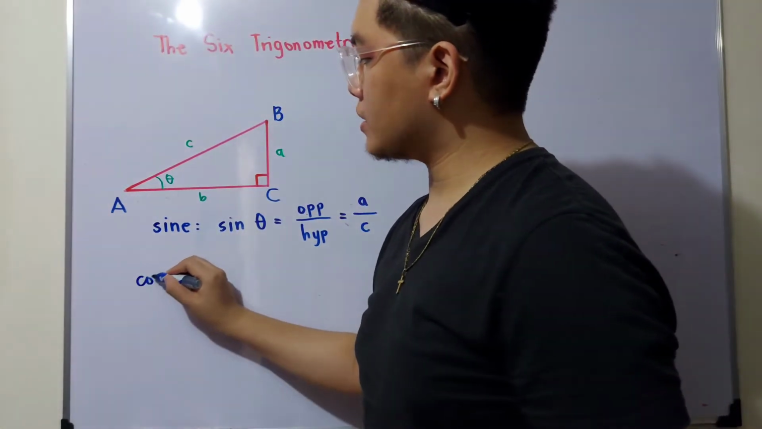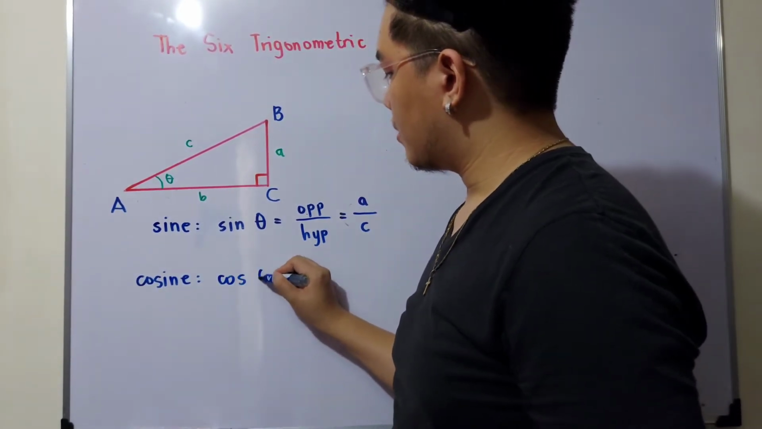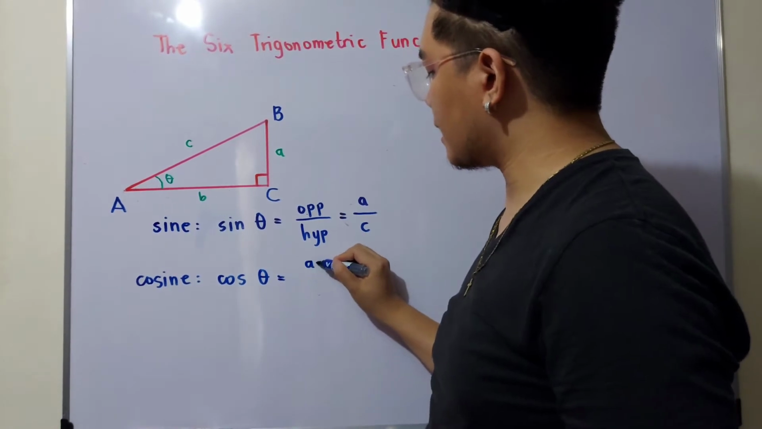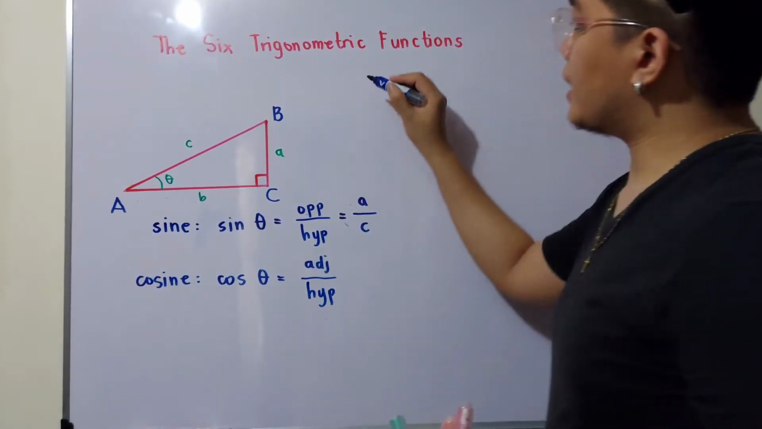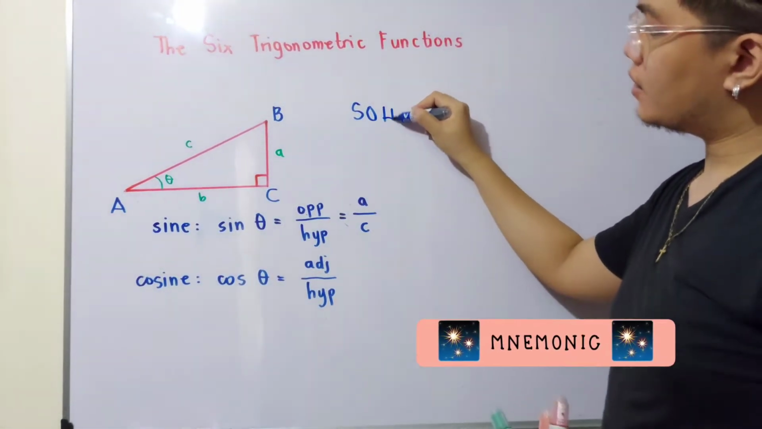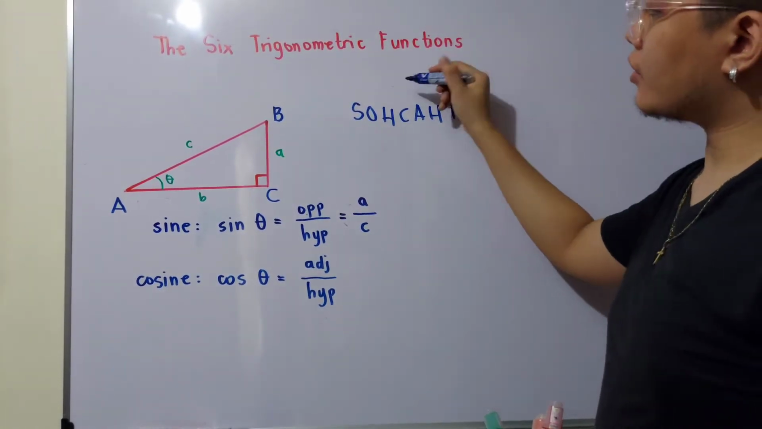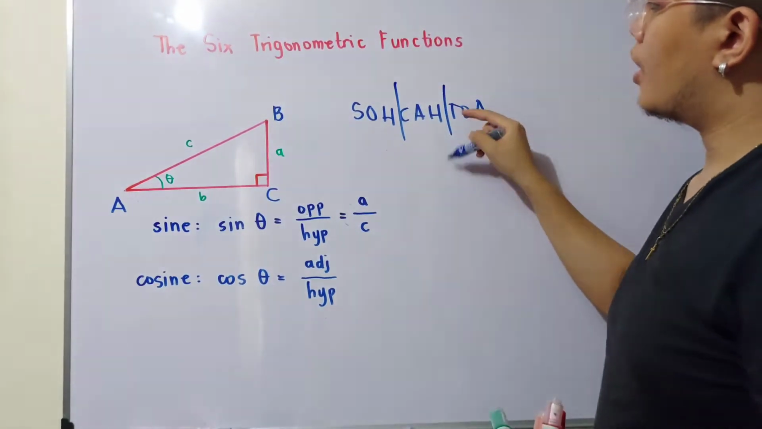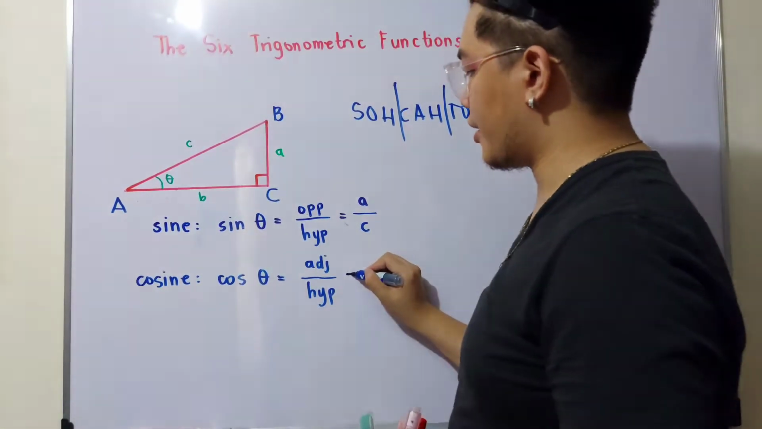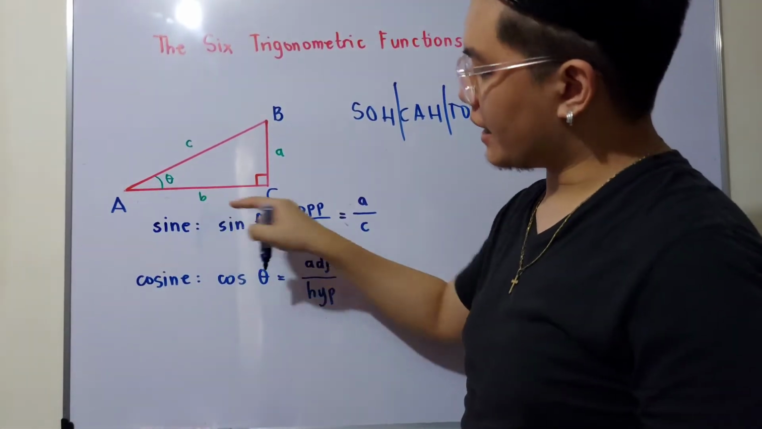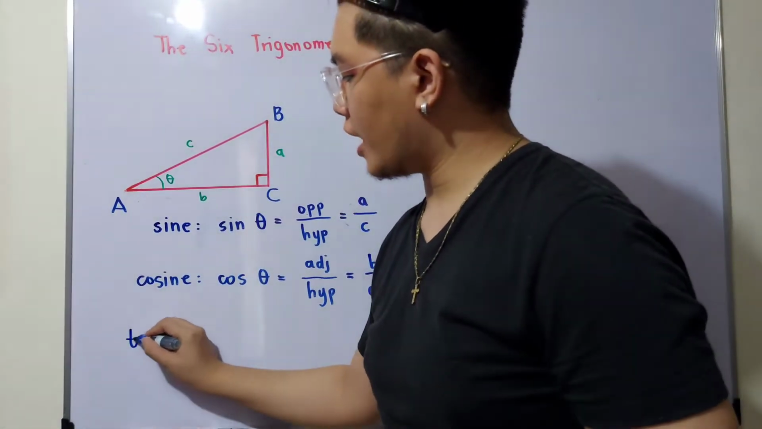Okay, next is we have the cosine. So a cosine naman, we have the adjacent over hypotenuse. So, dyan na nanggaling yung mnemonic na SOH-CAH-TOA. So, yung sine, ito yon, opposite over hypotenuse. Cosine, adjacent over hypotenuse. TOA, opposite over adjacent. So, for the cosine theta, adjacent over hypotenuse. And then, we have the tangent.